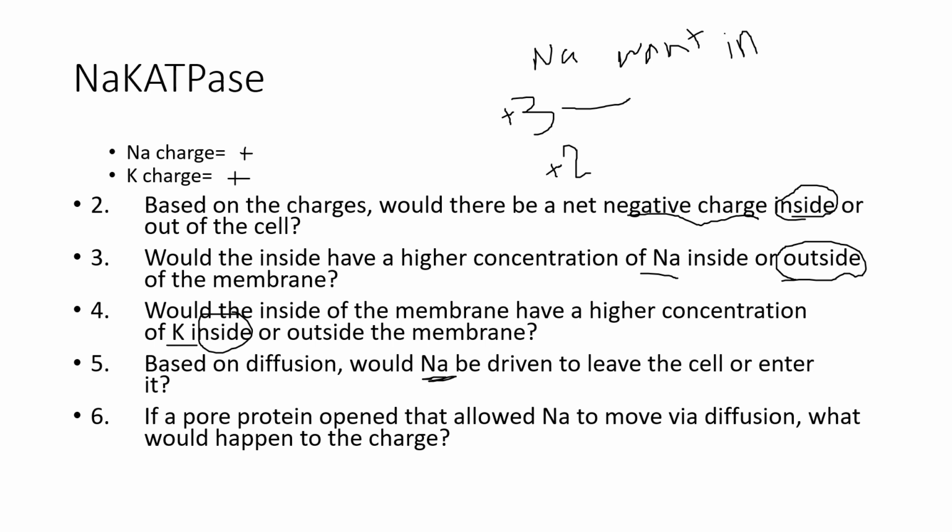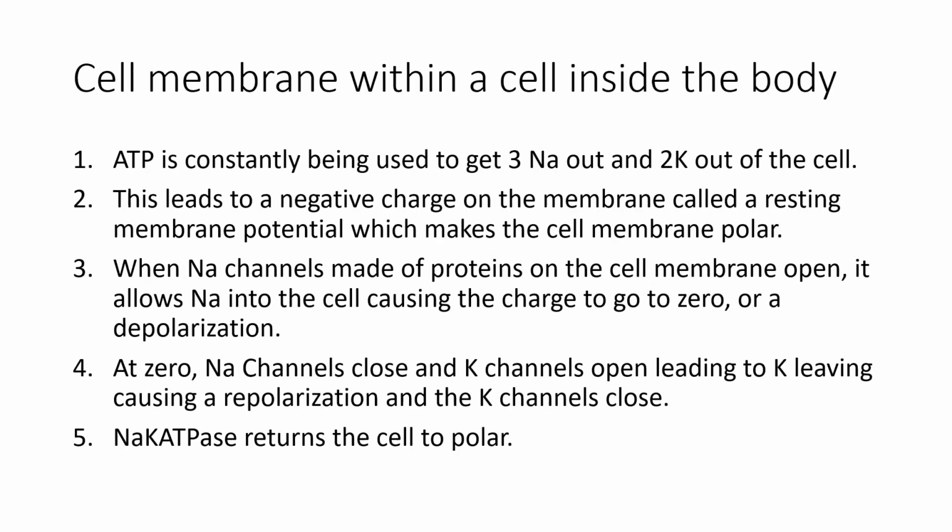Now, let's say we have another transmembrane protein, and we'll call this transmembrane protein a sodium channel. It allows diffusion of sodium through the channel, something called facilitative diffusion, which we'll talk about later, when the channel's open. If we've been pumping sodium out, potassium in, and a sodium channel opens, what would happen with sodium as soon as the channel opens? Well, it would flood into the cell. Now, if we have a negative charge because we've been pumping 3 sodium out, 2 potassium in, and we allow sodium to rush in, you would lose that negative charge.